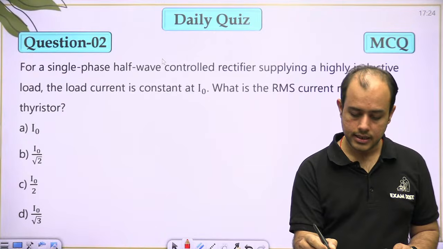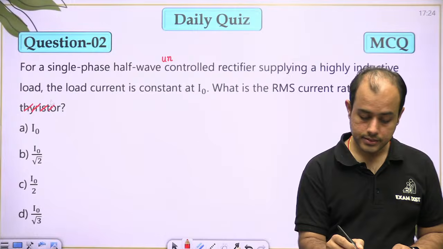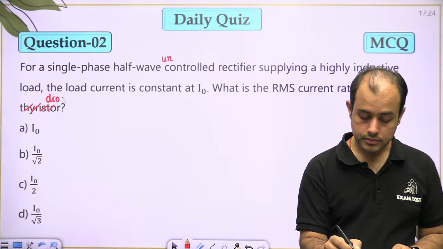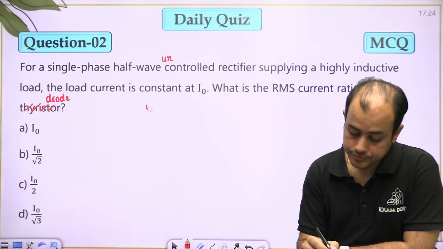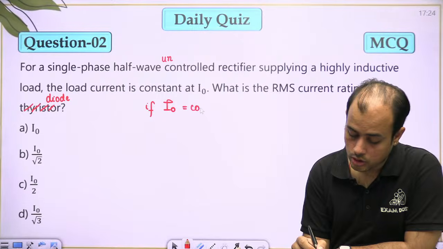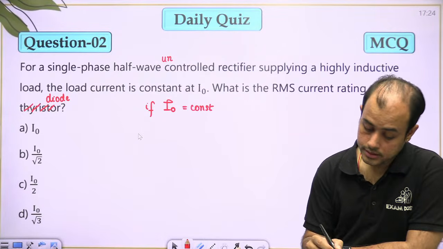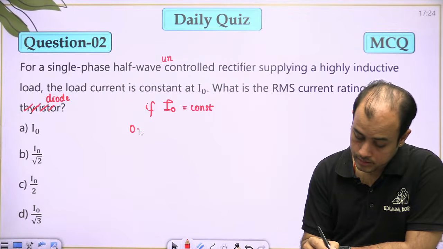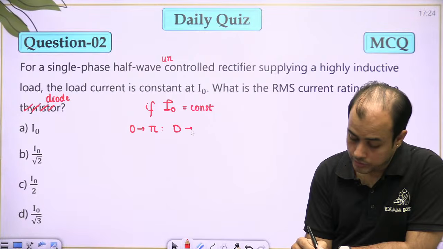यार यहाँ पे ना अनकंट्रोल्ड होना चाहिए और यहाँ पे डायोड होना चाहिए. तो देखिए क्या होगा. If I naught is constant, ठीक है, 0 to pi, diode will be on.